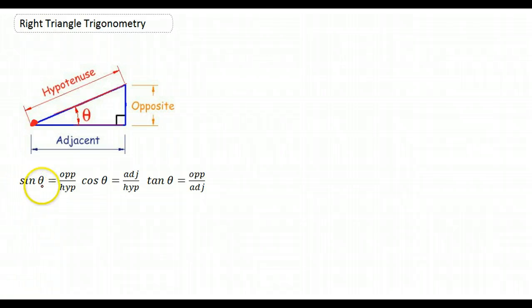Once we know how all those pieces are labeled, then we can define our trig terms. So the trig function sine is defined to be the opposite side over the hypotenuse. The cosine of theta is defined to be the adjacent side over the hypotenuse. And the tangent of theta is the opposite side over the adjacent side. And you can remember that by this little mnemonic.